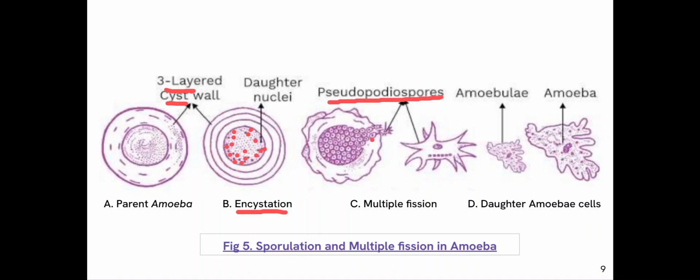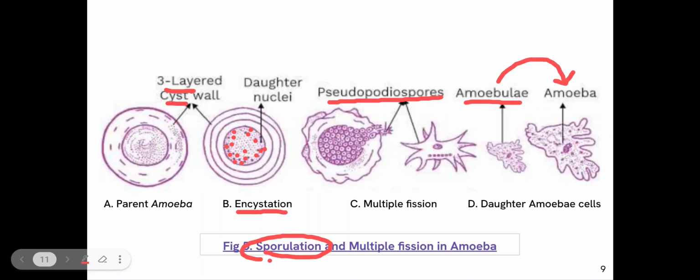These pseudopodiospores are released by the parent amoeba as baby amoebae, which are known as amoebulae. These amoebulae grow and develop into mature amoebae cells. This is multiple fission and sporulation in amoeba.